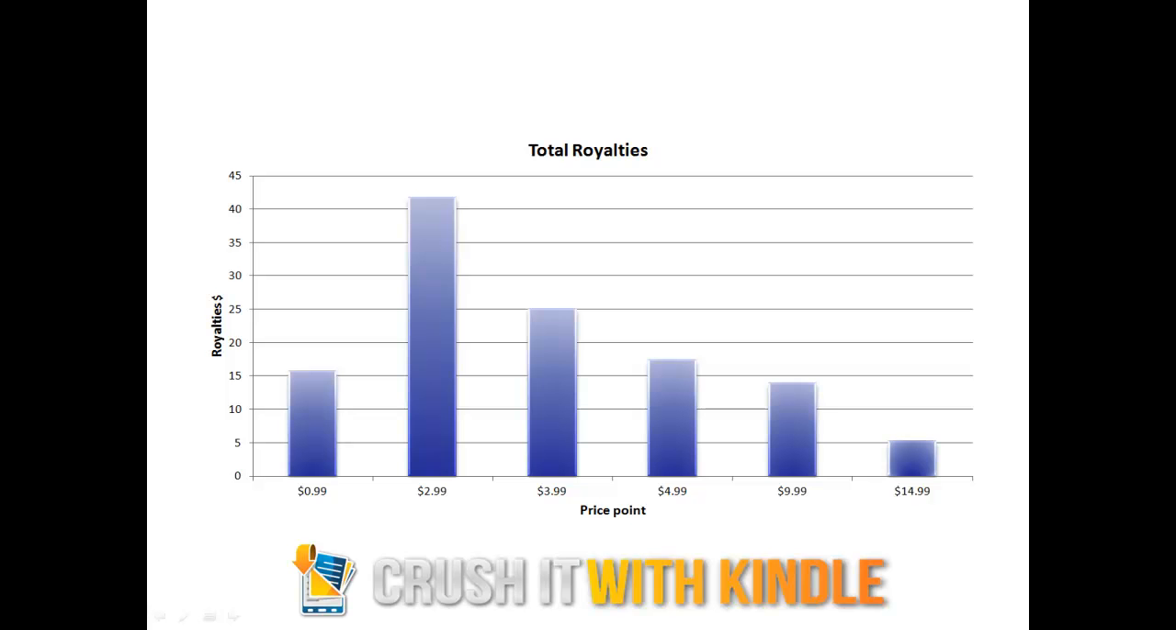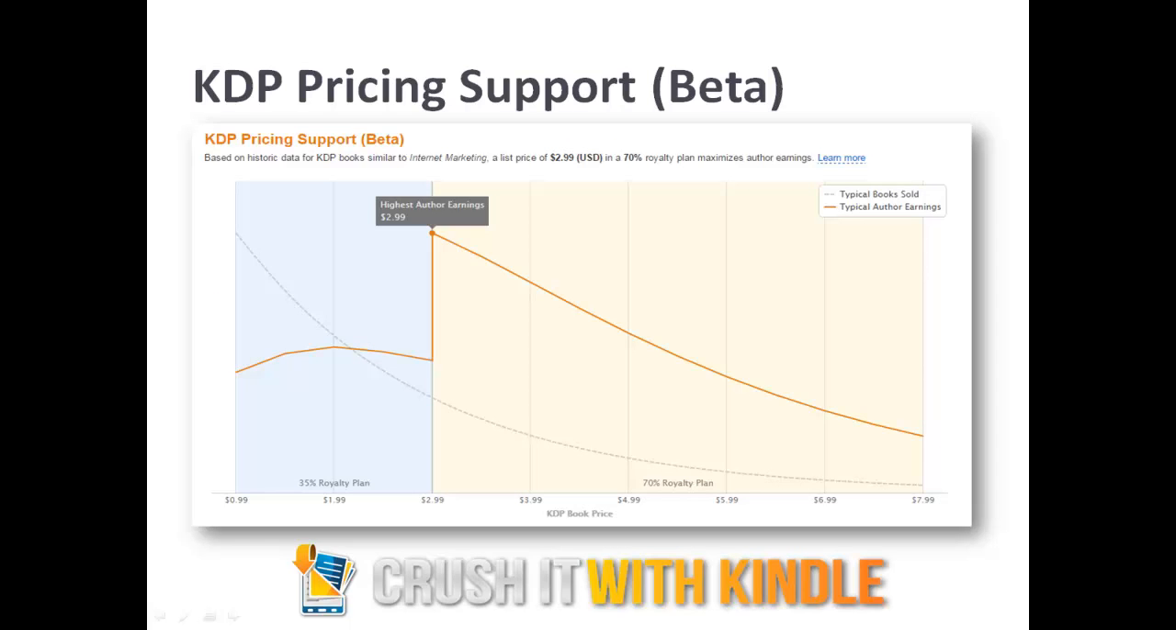One thing you may have noticed is that I haven't included the $1.99 price point. And I can illustrate why on the next slide. So this slide shows a KDP pricing support graph. And as a reminder, Amazon generates a graph like this for each book that you publish on Kindle, and it's based on historic data for books that it thinks are similar to yours. The orange line represents total royalties in relative terms, and the dotted grey line represents total sales, again in relative terms.